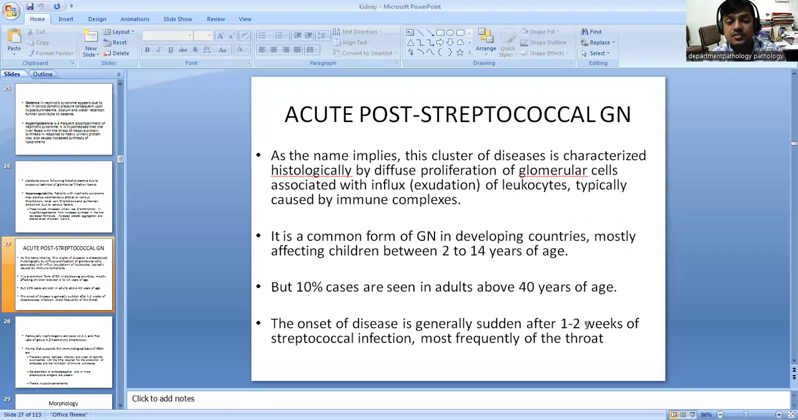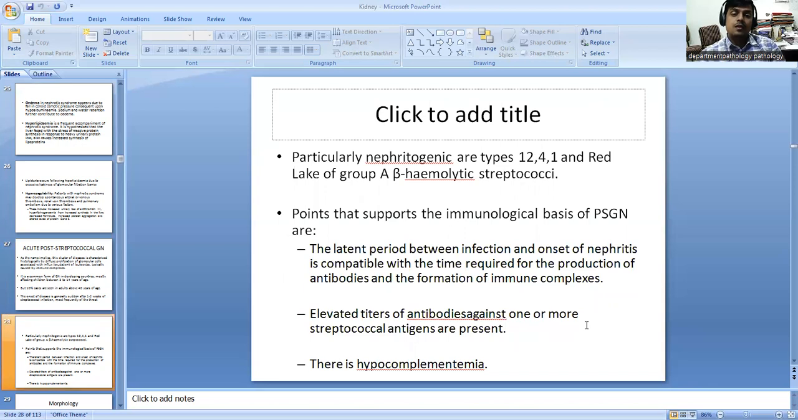The onset of disease is generally sudden, 1 to 2 weeks after a streptococcal infection, most frequently of the throat. Particularly nephritogenic are types 12, 4, 1, and the red lack of group A beta hemolytic streptococcus.